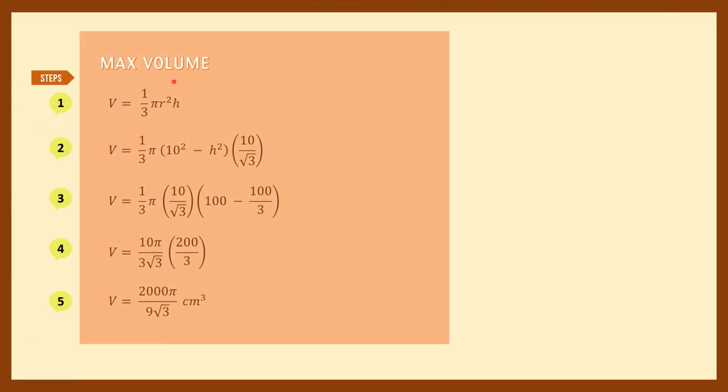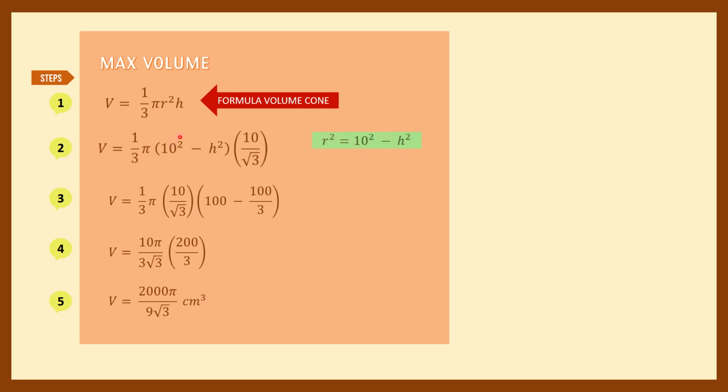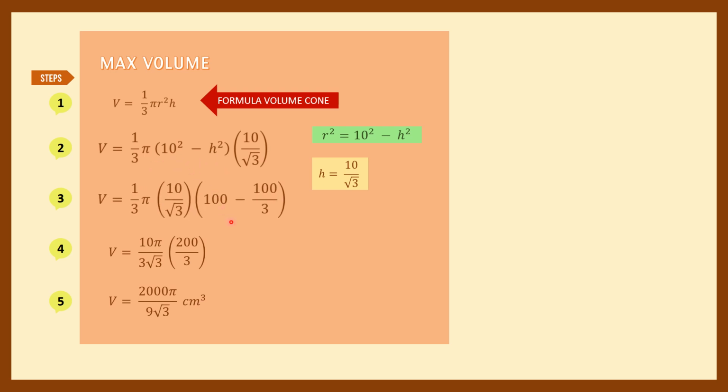To find the maximum volume, the first step is, we have to know the formula of the volume of a cone. So the volume is equal to 1 over 3 pi r squared h. The second step is, we have to substitute r squared and the h value into the volume. So the volume is equal to 1 over 3 pi times 10 squared minus h squared, times 10 over square root 3. The third step is, we have to solve 10 squared minus h squared. So 10 squared is 100, negative h squared is negative 100 over 3.